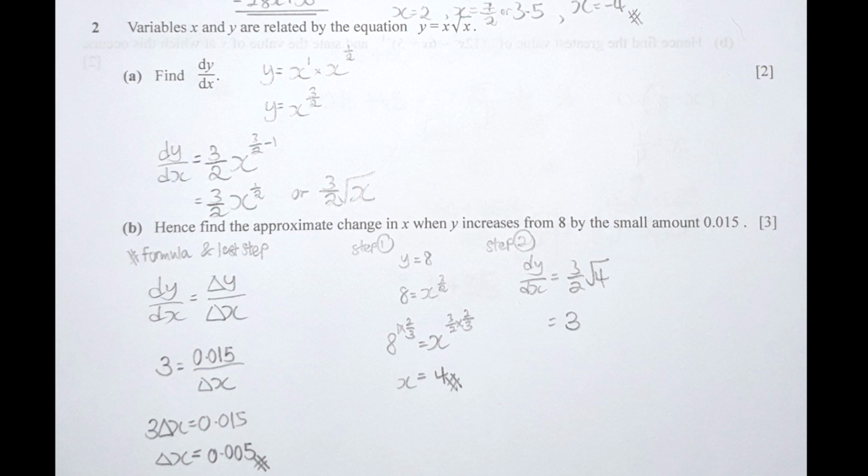Differentiate it by bringing out the power of 3 over 2. Then the power of x, 3 over 2, is required to be reduced by 1. So your result from this will be 3 over 2 x to the power of 1 over 2, or you can write it as 3 over 2 square root x.